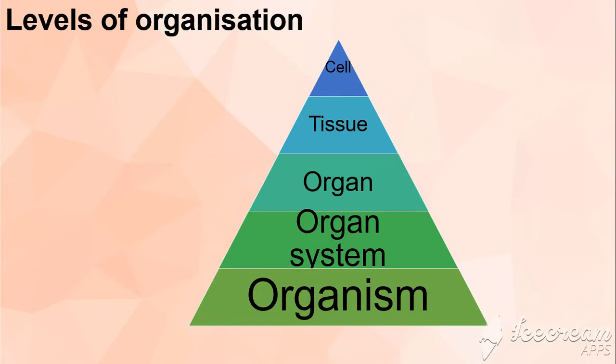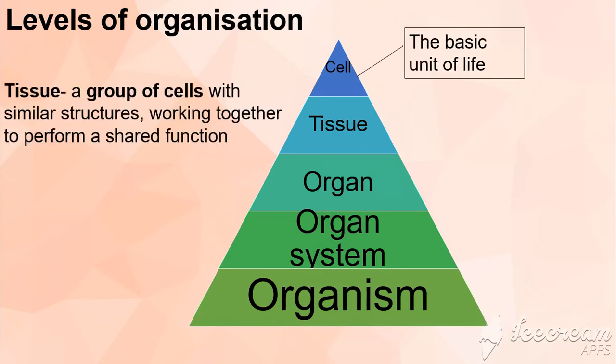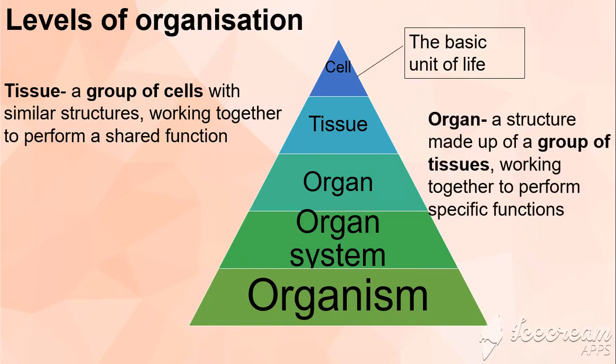In conclusion, a cell is the basic unit of life. Tissue is a group of cells with similar structures working together to perform a shared function. An organ is a structure made up of a group of tissues working together to perform specific functions.